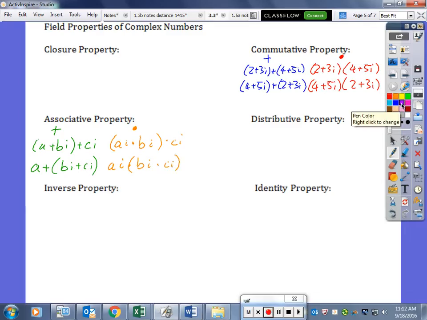The distributive property: can we distribute a number that's on the outside of parentheses to the numbers on the inside? Yes, we can. A times b plus ci can also be written like this: ab plus aci.